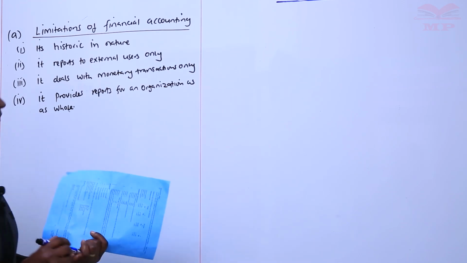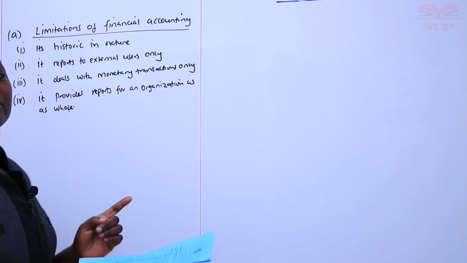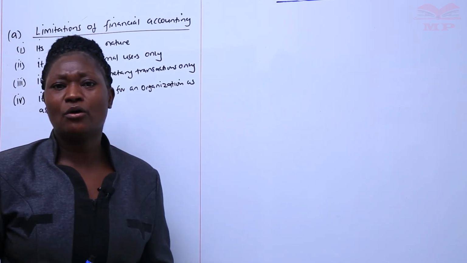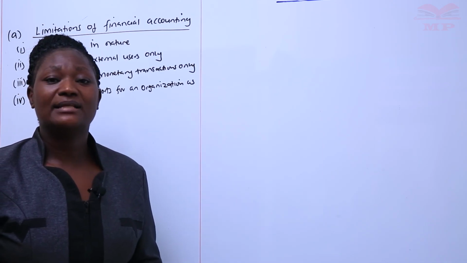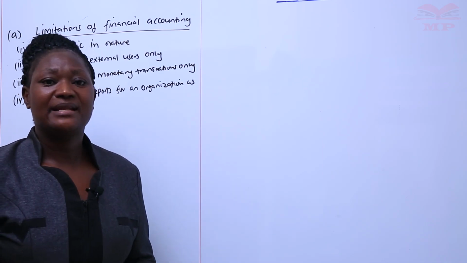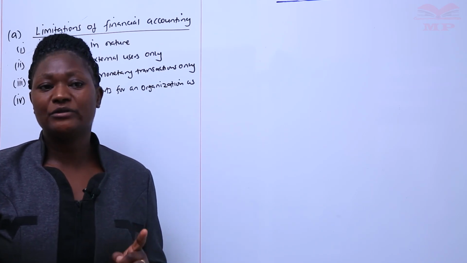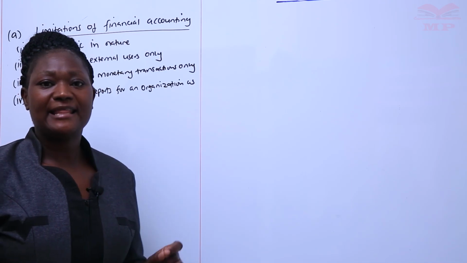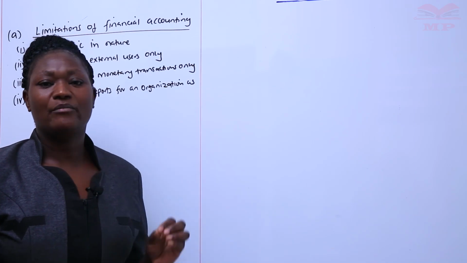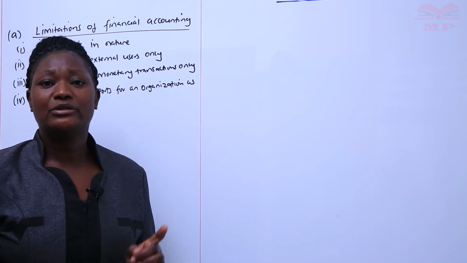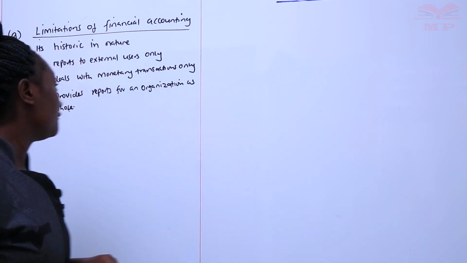So I'll explain. One of the limitations of financial accounting is it is historic in nature. So when we are preparing our financial statements, we normally base on what has already happened. But management accounting is futuristic in nature, so it is dealing with the future. So when we gather information, the main purpose is to present that information to the management so that it is to be used for decision-making purposes, which is normally related with the future.